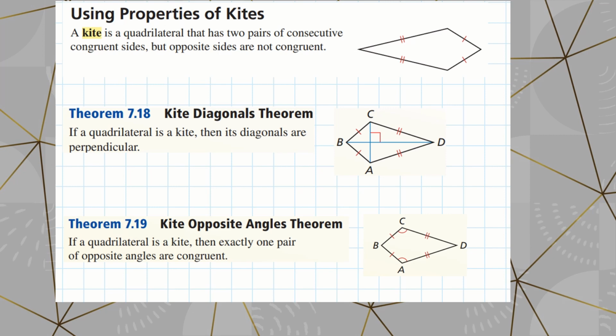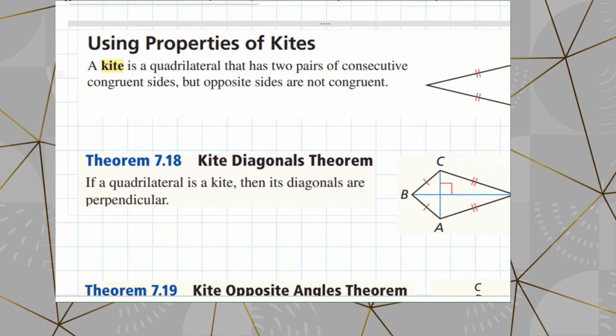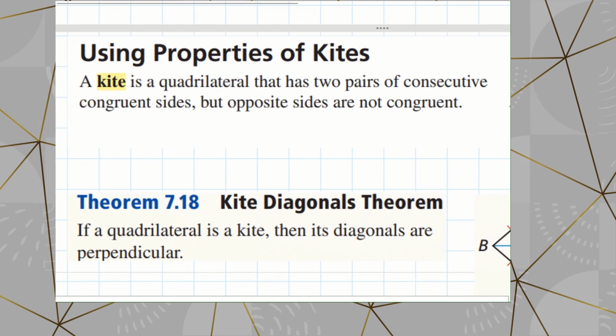The next quadrilateral we're going to be covering are kites, and this will be the last type of quadrilateral that we're going to cover for this unit. So let's go ahead and look at some of the properties. But first, we're going to go ahead and cover what the definition of a kite is.